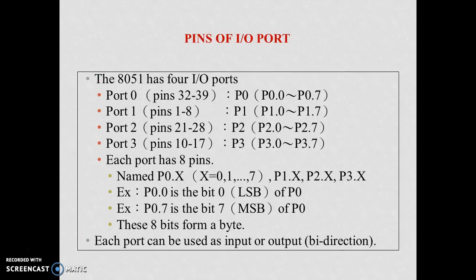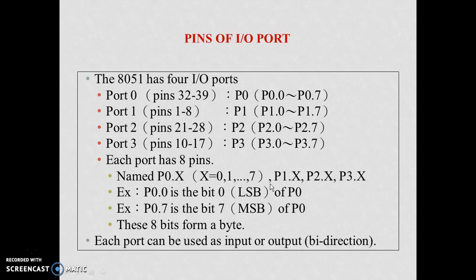So these are the port pins. It's a family of 4 ports. Each port is 8-bit wide, so it has 8 pins. These are the pin numbers, and these are the pins. Normally these pins are named like P0.x. P0 means port 0, and x means 0 to 7. So P1.x means port 1 and pin number x, where x may be 0 to 7.